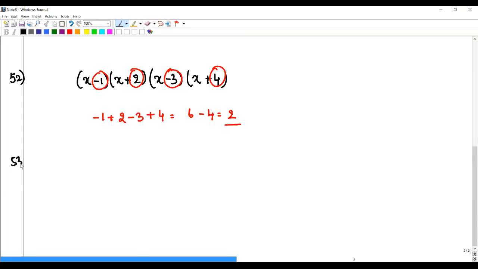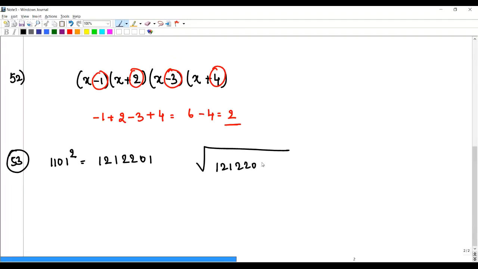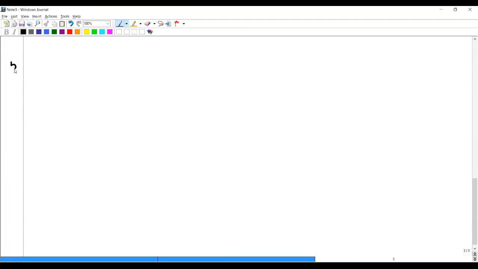53rd one, if you look at, 1101 whole square is equal to 1212201. You just need to find out 1212201. Here point means if you remove that point, you will get 100 here. This is 1101 by 100, which is equal to 11.01 there.